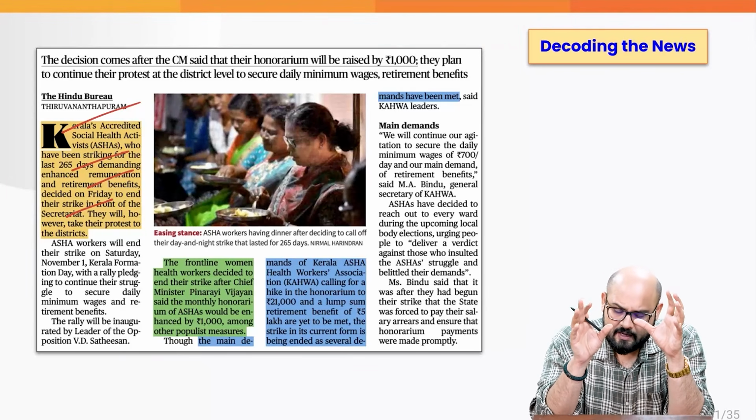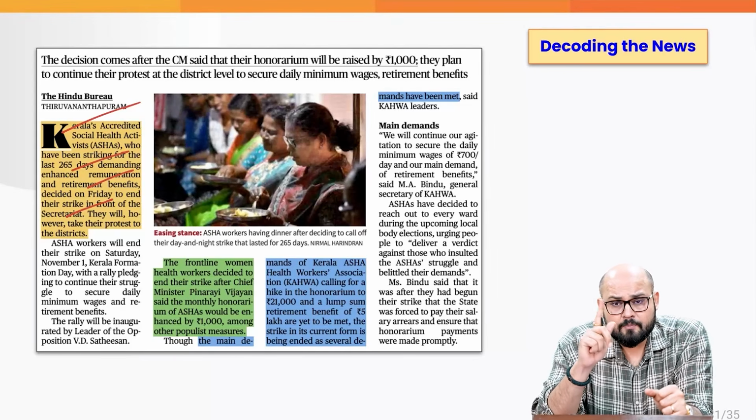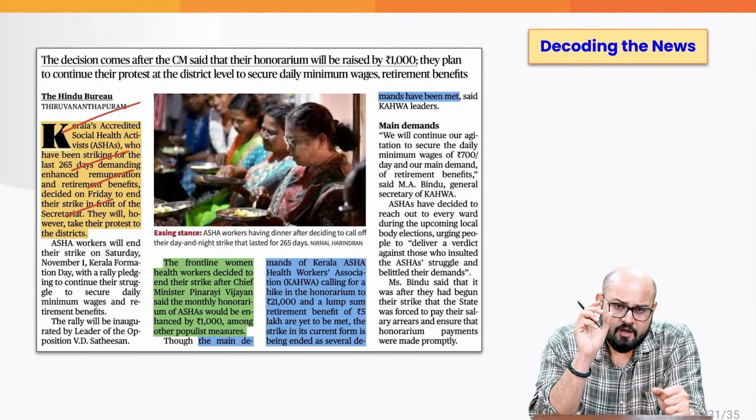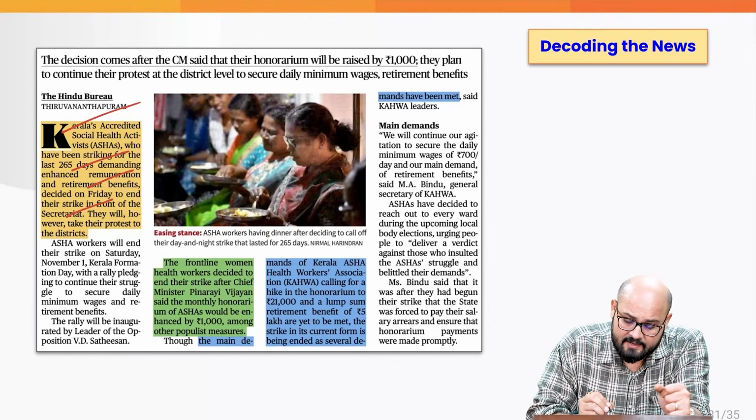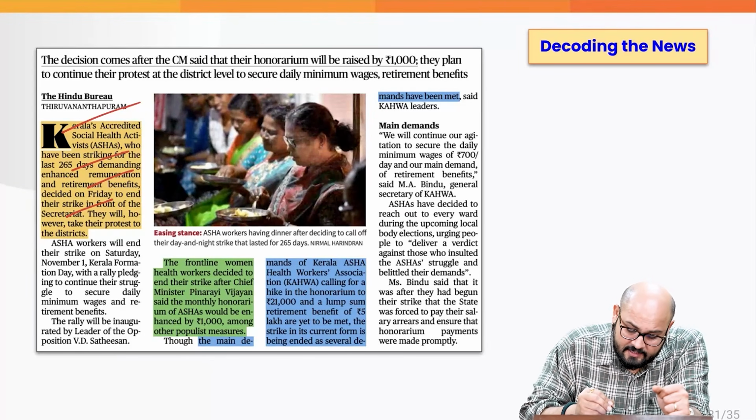So that is something which you'll have to understand. The front line, and this compromises the social security aspect of these ASHA workers. The frontline women health workers decided to end their strike after the Chief Minister said that the monthly honorarium of the ASHAs would be enhanced by 1,000 among other populist measures.